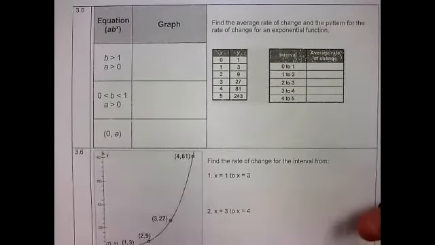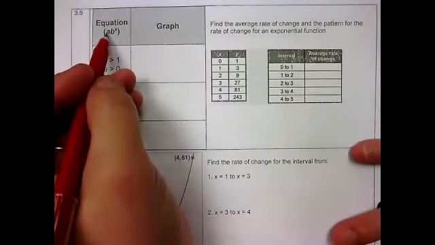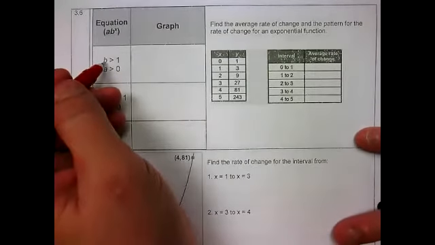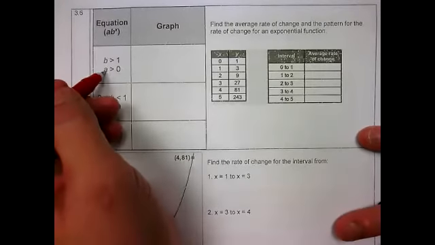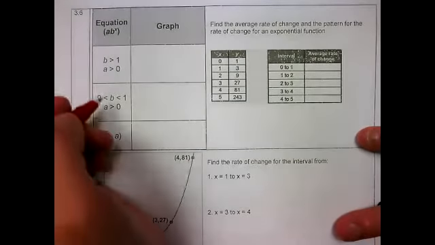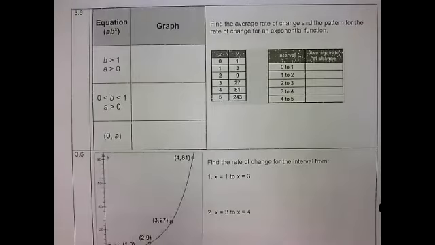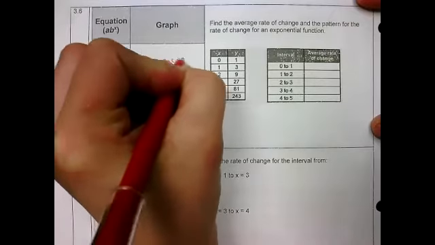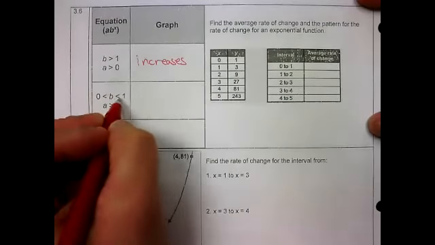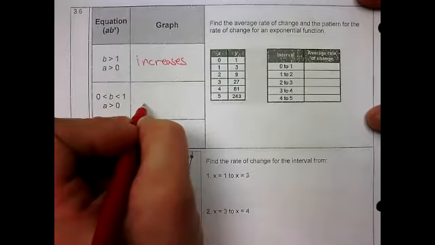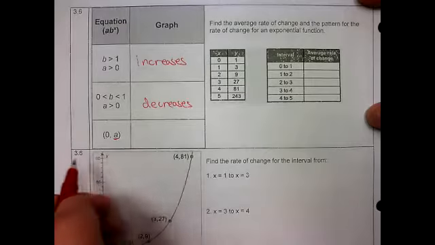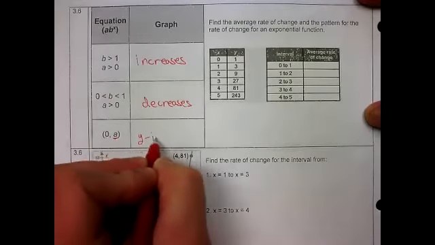Let's take a look at exponential functions. The equation of an exponential function is a times b to the x. If b is greater than 1 and a is greater than 0, then our graph increases. If 0 is less than b is less than 1, but a is greater than 0, it is a graph that decreases. And whatever that a value is, that's your y-intercept.